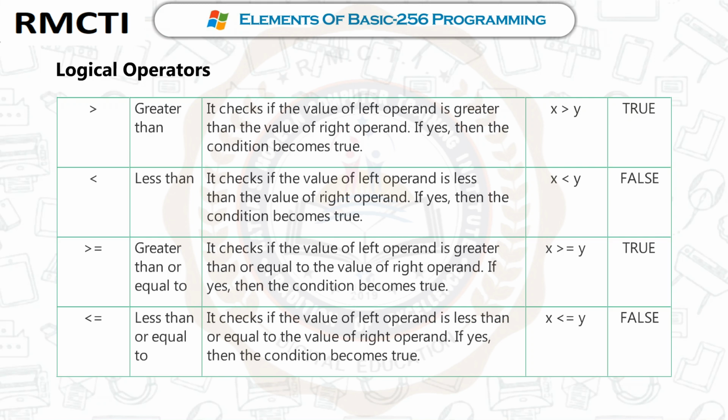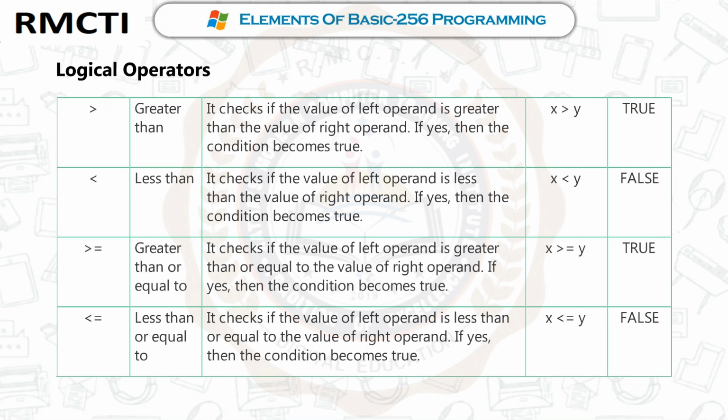Less than, it checks if the value of left operand is less than the value of right operand. If yes, then the condition becomes true. x is less than y. False. Greater than or equal to. It checks if the value of left operand is greater than or equal to the value of right operand. If yes, then the condition becomes true. x greater than or equal to y.